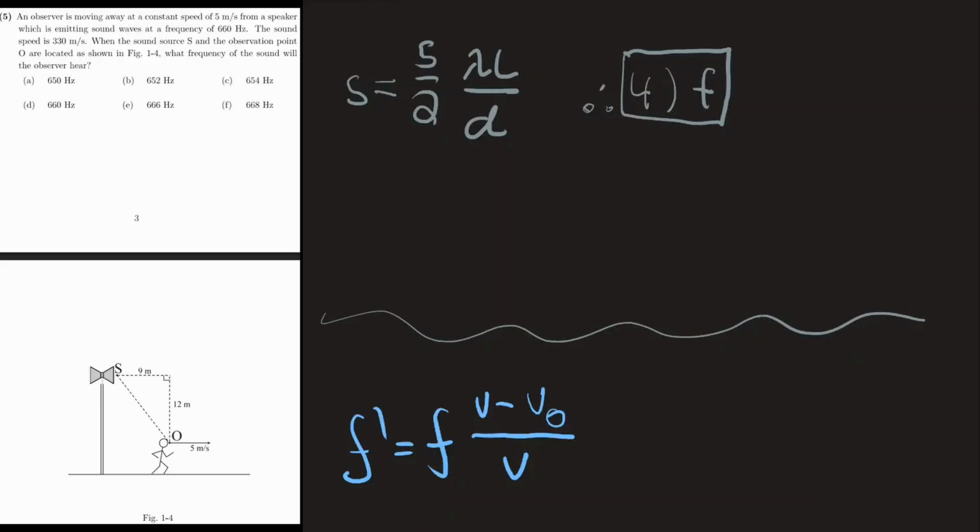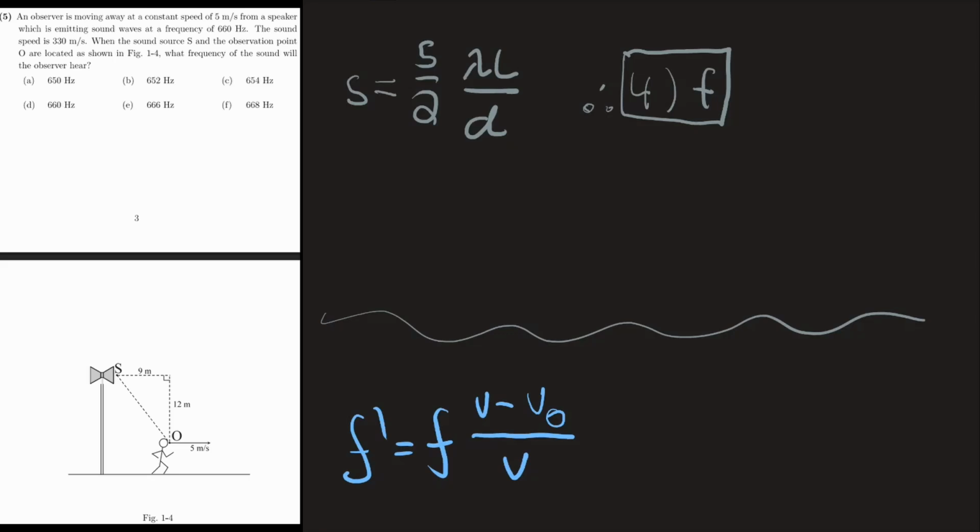So next is question 5, which says, an observer is moving away at a constant speed of 5 meters per second from a speaker which is emitting sound waves at a frequency of 660 hertz. The sound speed is 330 meters per second. When the sound source S and the observation point O are located as shown in figure 1-4, what frequency of the sound will the observer hear?